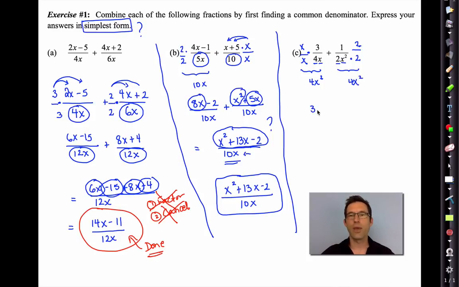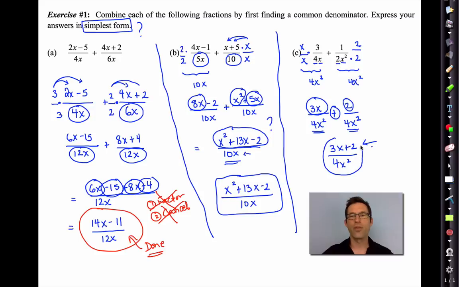So let's take a look at what we have. That first fraction ends up being 3x divided by 4x squared, whereas the second fraction ends up being a 2 divided by a 4x squared. Notice I've got that common denominator, 4x squared, so I'm just writing it down. Now don't be fooled by the numerator. Here you've got 3x plus 2, and that's all you have. And just like before, the numerator cannot be factored, and therefore this is a done answer.